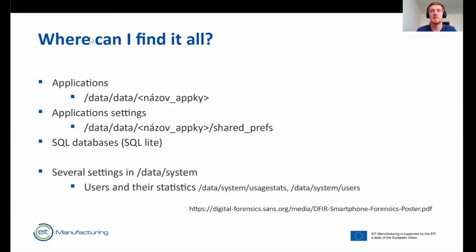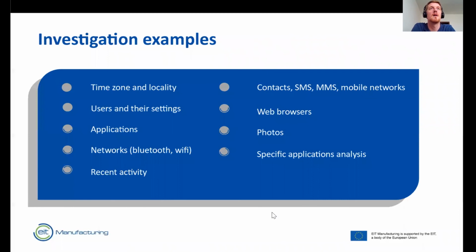If you are more interested in this topic, don't hesitate to visit this webpage where you can find more locations of useful information, not only in Android but also in iOS. In the next part, I will show you some examples of data stored in Android: time zone and locality, user and the settings, applications, networks, in this case Bluetooth and Wi-Fi, recent activity of the user, contacts, SMS, MMS, mobile networks, web browsers, photos, and specific application analysis at the end.